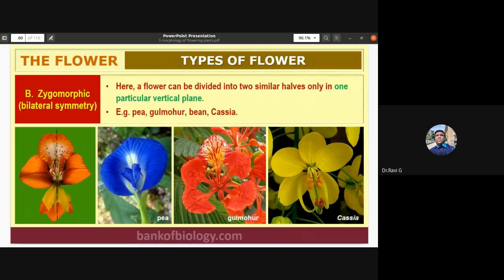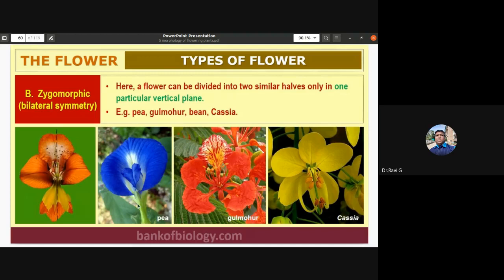Next slide. Here, a flower can be divided into two similar halves in only one particular vertical plane. If a flower can be divided into two equal halves in only one particular vertical plane, we call that zygomorphic flowers or bilateral symmetry. See, this zygomorphic condition can be seen in the pea plant, where they have papilionaceous corolla.